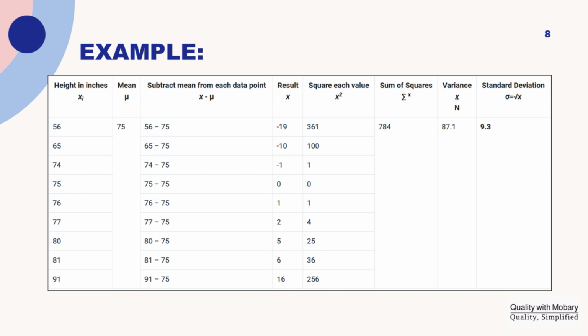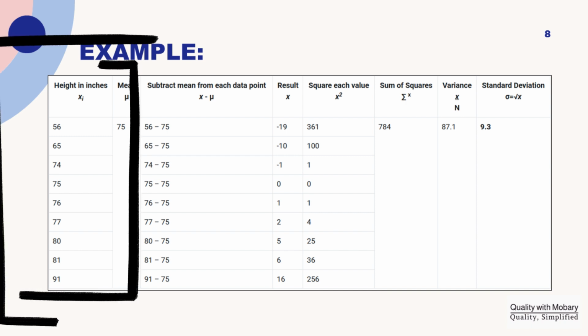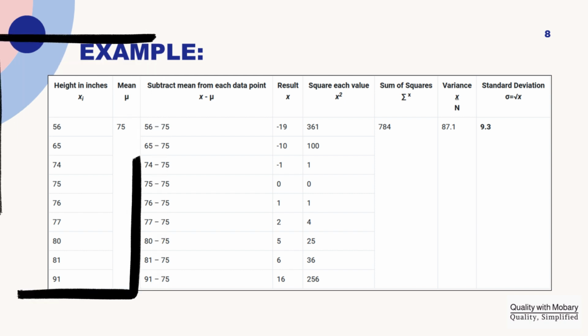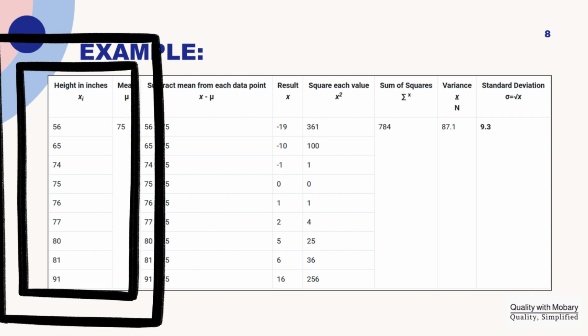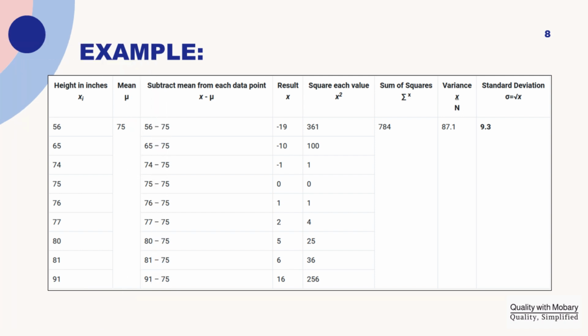So let's say you're trying to figure out the height for each student, and you're trying to figure out the standard deviation for this study that you're doing, right? You take the height in inches for each and every student that you have in your class, and that's the population, right? So you got a student whose height is 56, 65, 74, 75, 76, right? And then once you're done with collecting the height, you get the mean. So simply you add all those numbers and you divide by the number of values that you have, which adds up to 75, right? So that's the mean that we have.